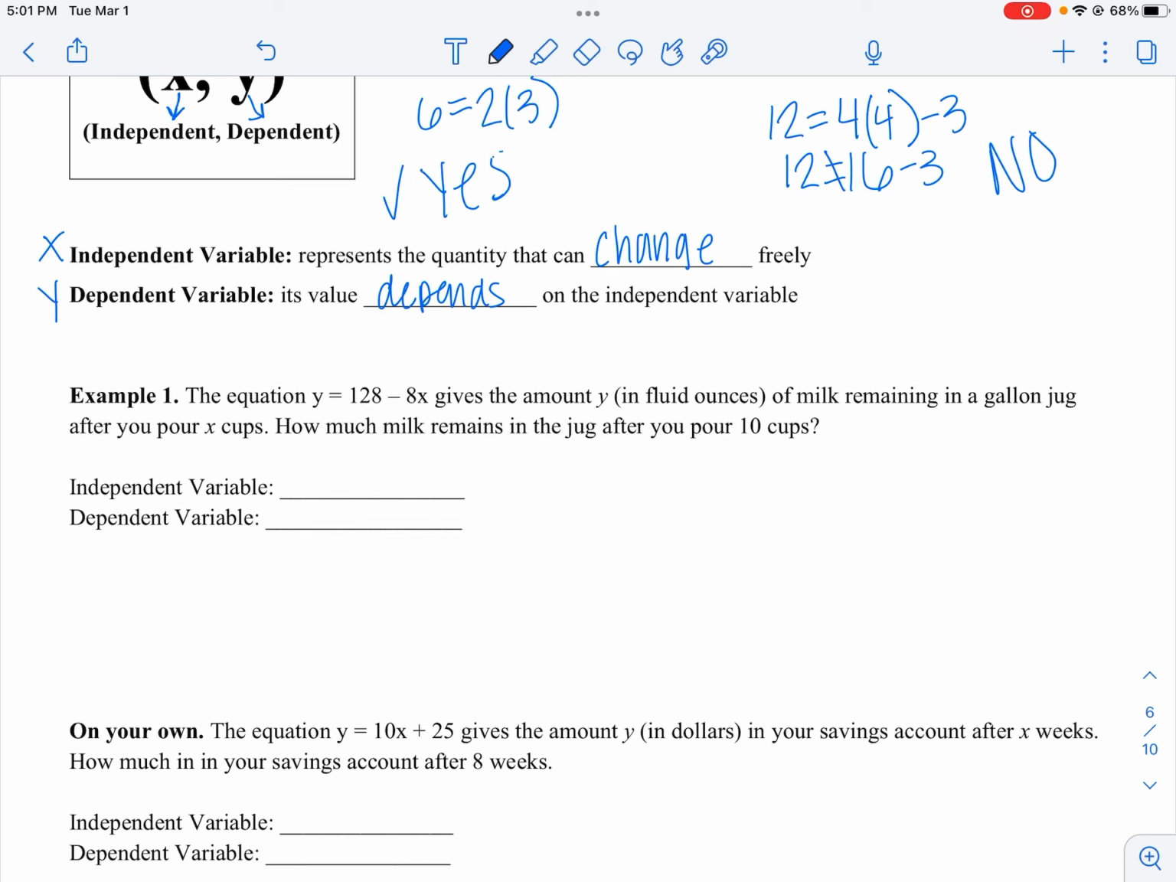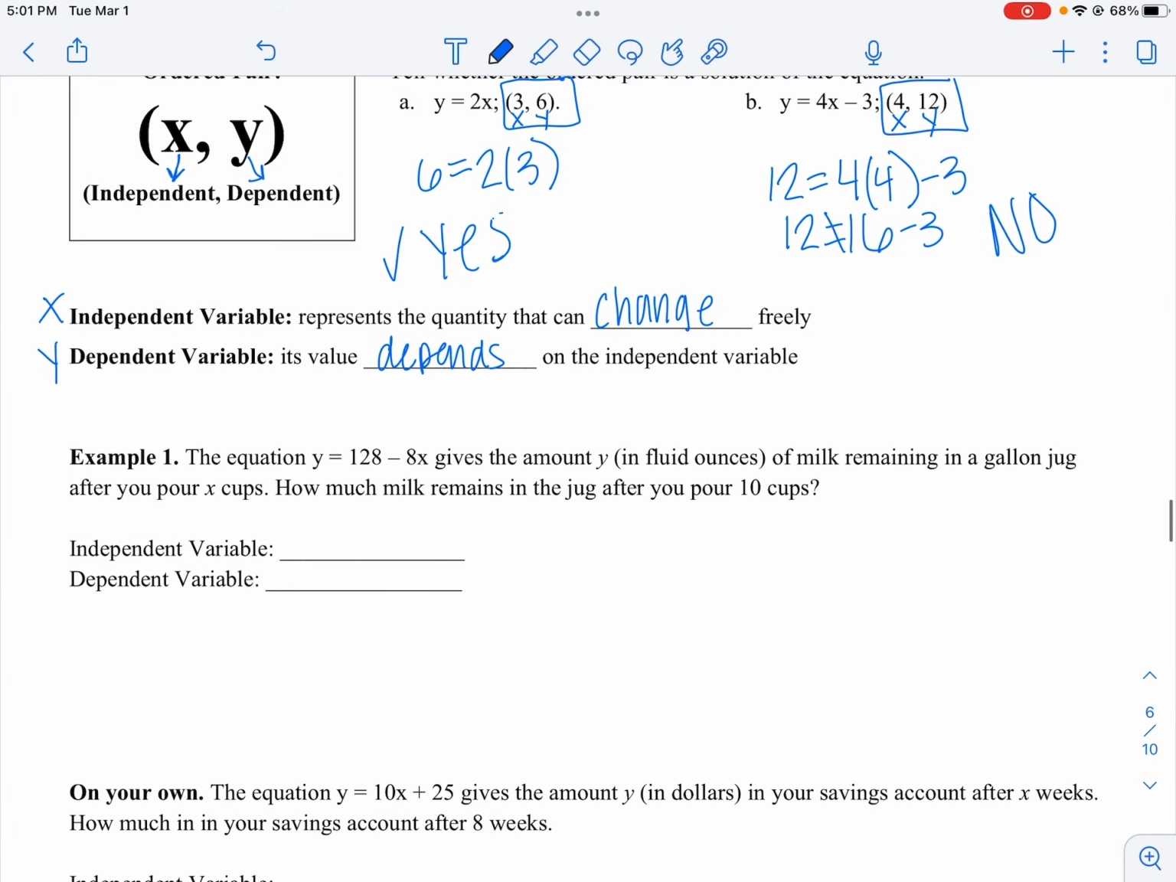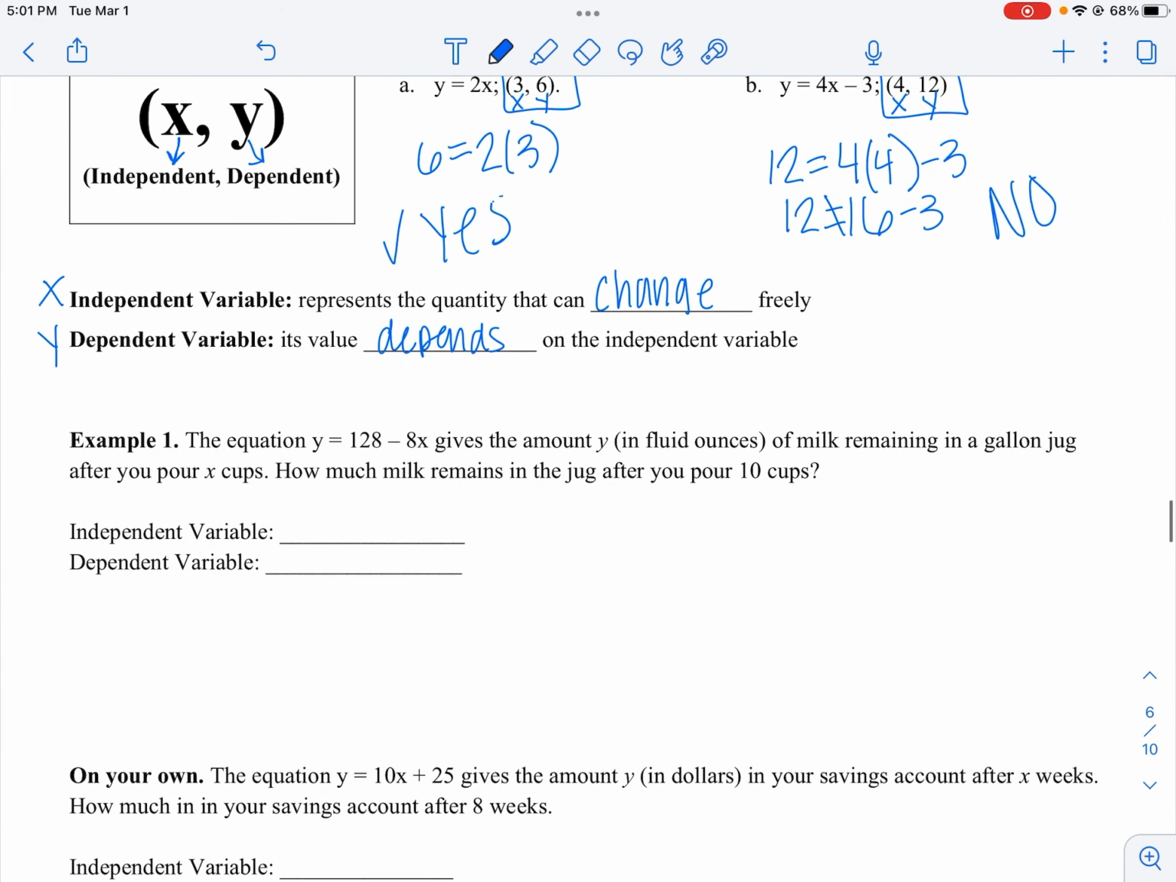How much milk remains in the jug after you pour 10 cups? Okay, the first thing we want to do is find our independent variable and our dependent variable of this situation. The independent variable we know is always x, and the dependent variable is always y. So I go up in the question, and it gives the amount y in fluid ounces of milk remaining. It also says after you pour x cups.